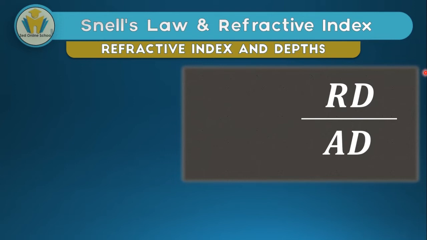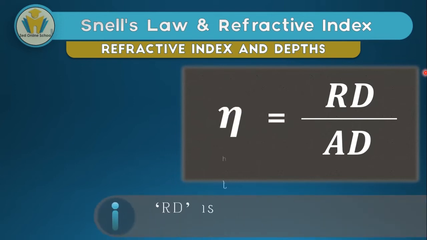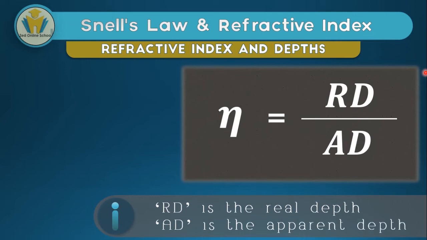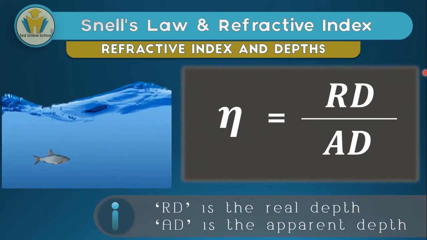When we get the real depth and divide it by the apparent depth, we are able to get the refractive index. Now, before we go any further, it's very important you understand what real depth and apparent depth are. To explain this, I'm going to use this simple illustration.